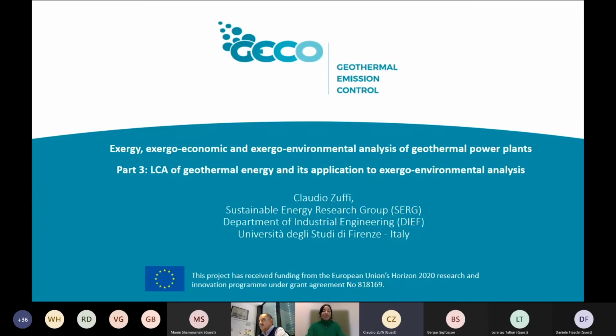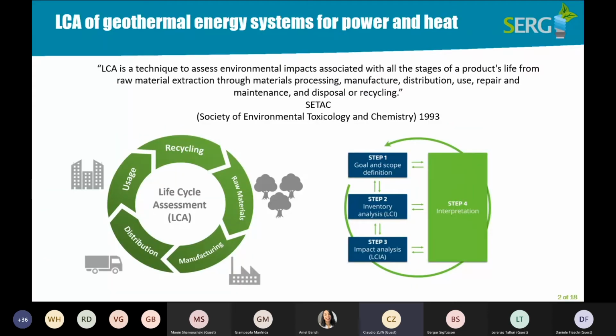I'm Claudio Zuffi, and now I will introduce the life cycle assessment of geothermal energy and its application to Exergo-Environmental analysis. Life cycle assessment is the best technique to assess environmental impact associated with all the stages of a product's life, starting from raw materials up to disposal or recycling. The term product means both objects but also energy flows. In our case, we will use life cycle assessment to evaluate the environmental impacts of geothermal power plants producing electricity and/or heat.